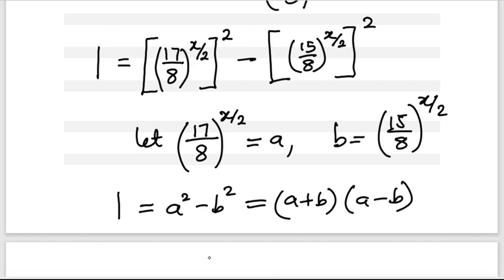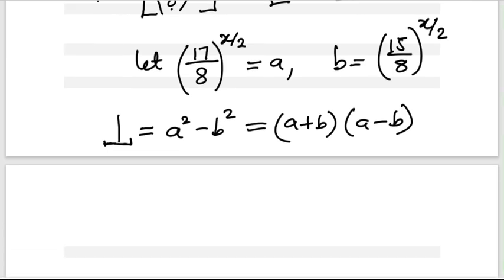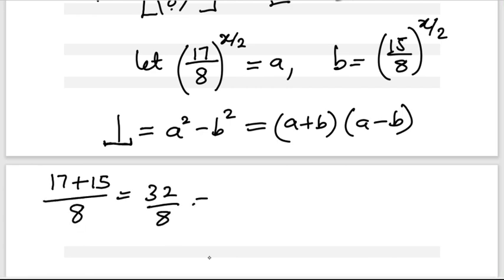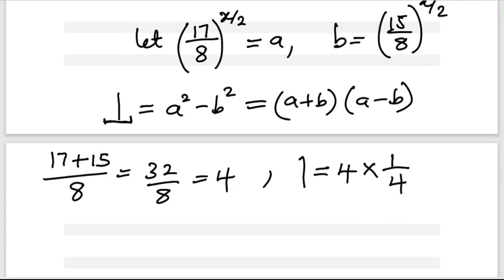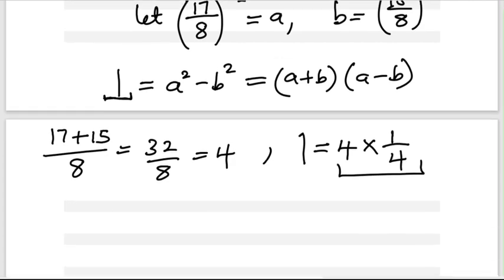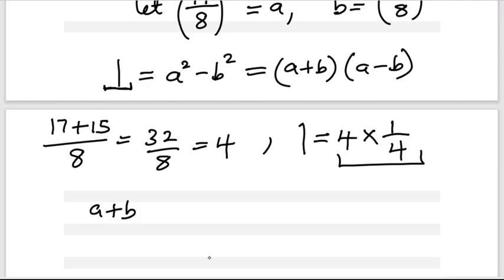And now we're going to find two numbers that are going to multiply each other to give us 1. And remember the trick we did last time, we're going to add the two numerators and divide by the common denominator to get one of such numbers. So we have 17 plus 15 over 8, and this is 32 over 8, which is 4. So 4 is one of such numbers. That means that 1 is simply 4 times its reciprocal, which is 1 over 4. So we're going to replace 1 with 4 times 1 over 4. So we have that (a plus b) into (a minus b) equals 4 times 1 over 4.